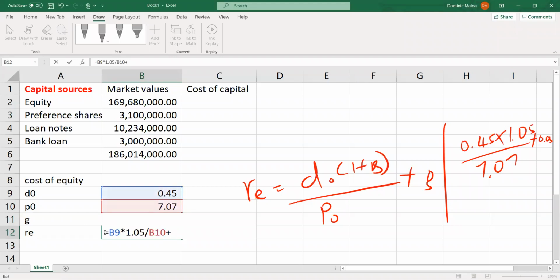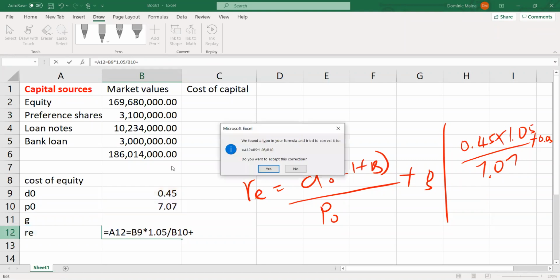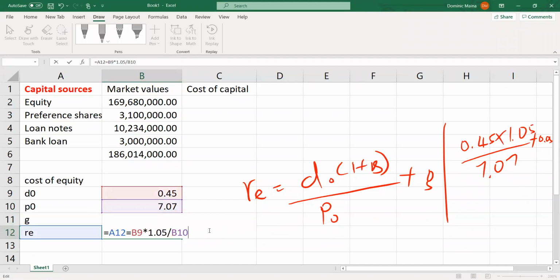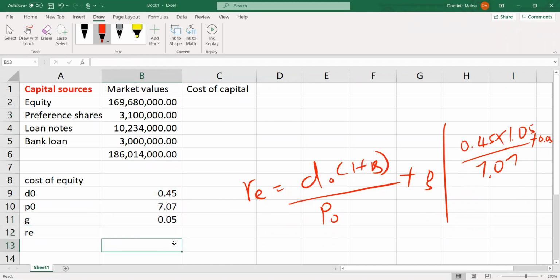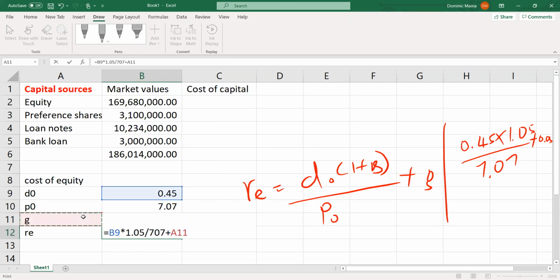Okay, hold on just a minute. Let me see. This cell was a bit hidden. So simply it is equal to 45, multiplied by 1 plus g, so times 1.05, divided by P naught, which is equal to 7.07, plus the growth, which we have in this cell.